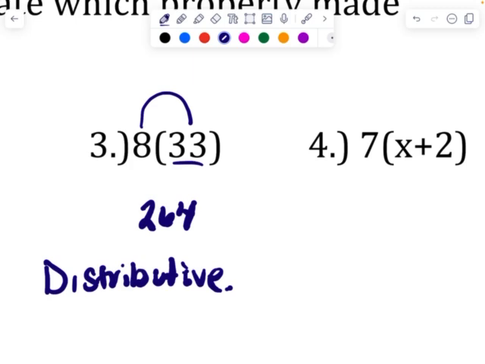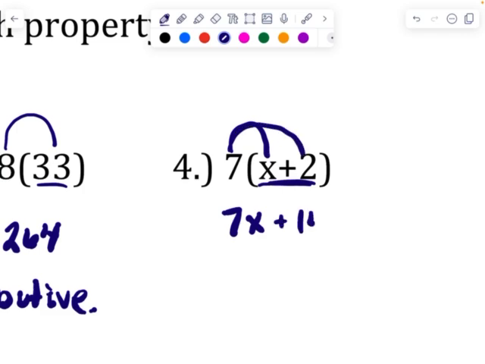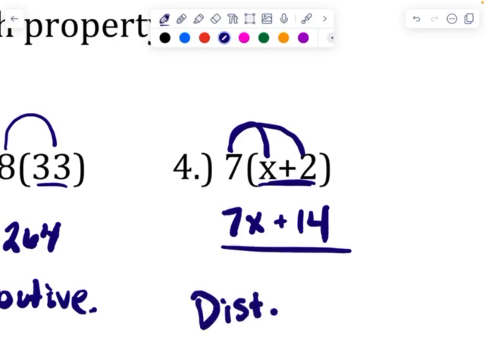And number 4, this is where we have a number in front, and we see, again, an algebraic expression inside parentheses. 7 times x is 7x. 7 times 2 is positive 14. And we cannot do anything further. We'll learn about that here in a minute. But this is our final answer. We once again use the distributive property.